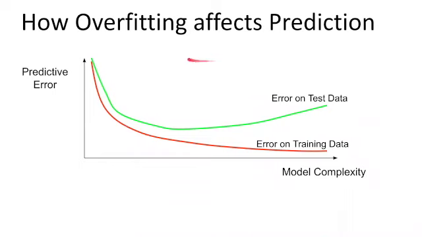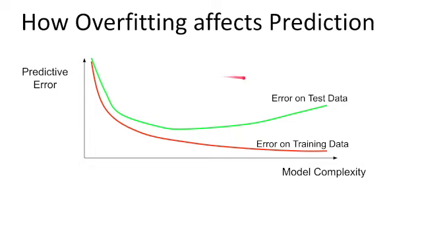In addition, what you typically see is that this green curve is always above the red curve. That's because you are testing on the test data sets, so you expect that the performance is worse than the performance that you see on the training data sets here.